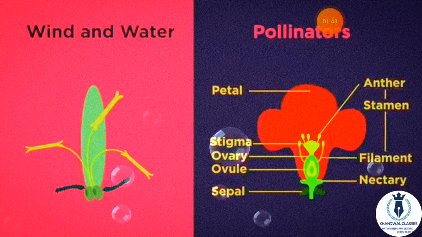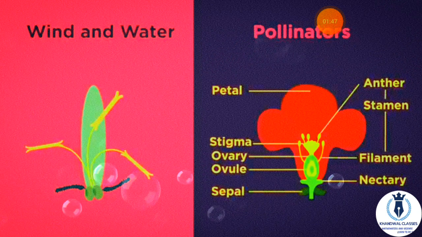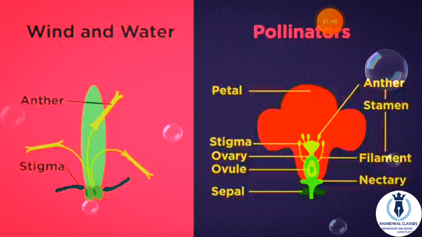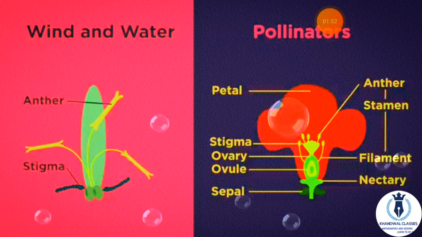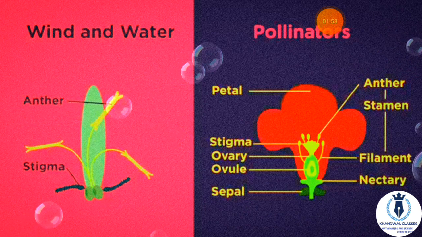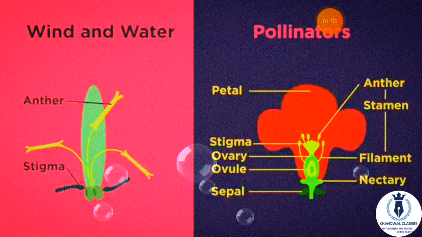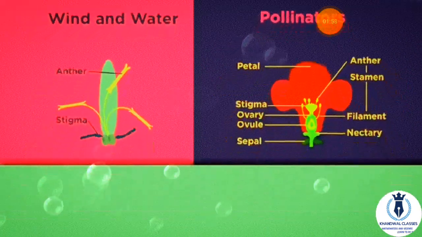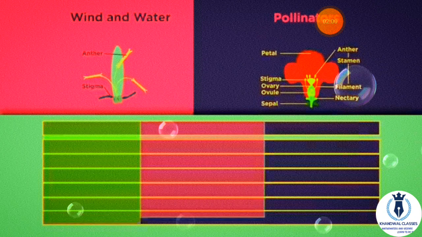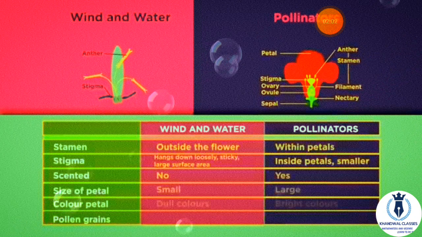Flowers pollinated by pollinators are structurally different from those pollinated by wind or water. Look at the differences in size, scent, and color of the petals, and the positioning of the stamen and style. Here are some key differences. Why do you think they are different?